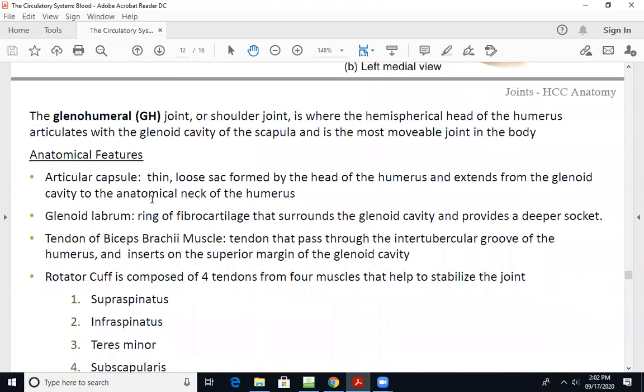Okay, on to a very complicated joint, our shoulder, the true shoulder joint, as in the glenohumeral joint, where we have really great range of motion. We can swing our arms around and wave them up and down, and all sorts of different things due to the interaction between that hemispherical head of the humerus articulating with the glenoid cavity of the scapula. This is our most freely movable joint in the body.